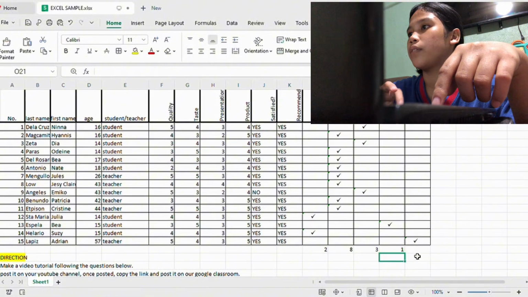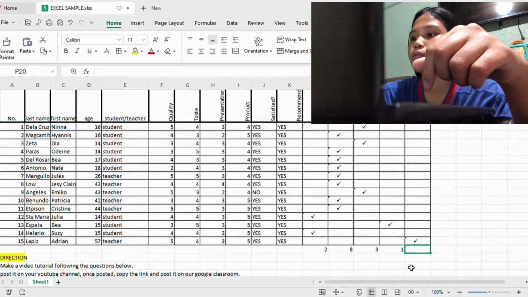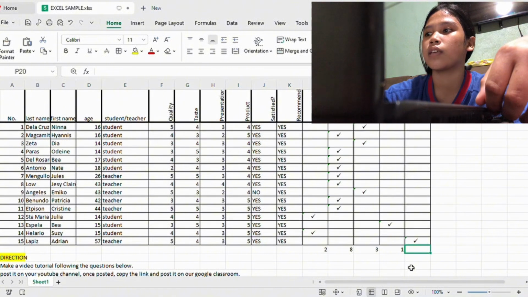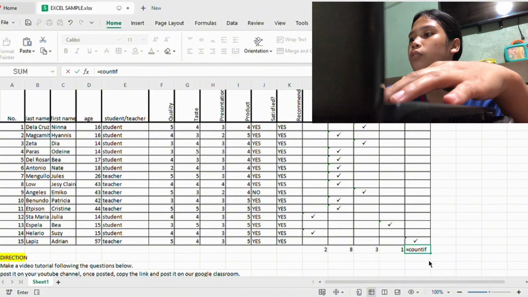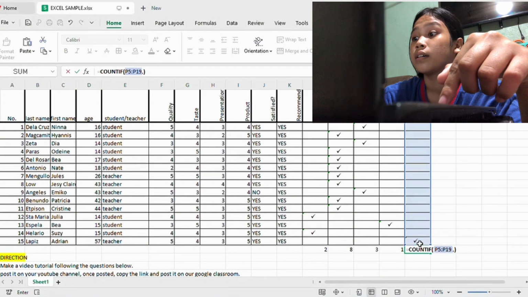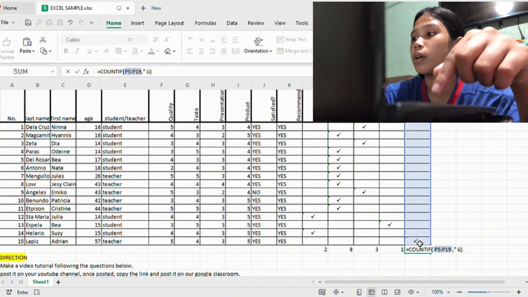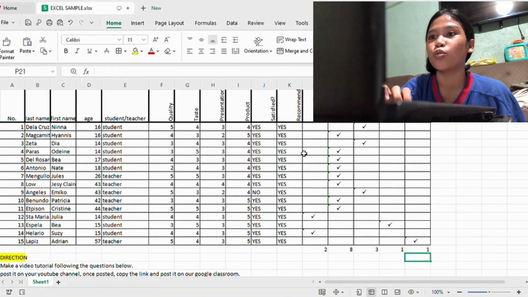And then this one, who are willing to pay 46 to 55 pesos, we have to follow countif again. Countif formula: first is equal, then countif, click this countif, then highlight, then comma, quotation mark, space, then paste, then quotation mark again, enter. So that's the number 2.